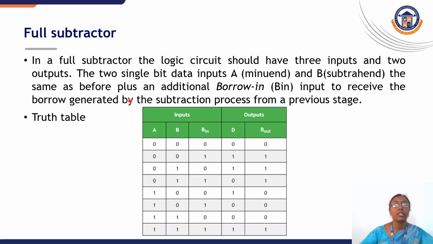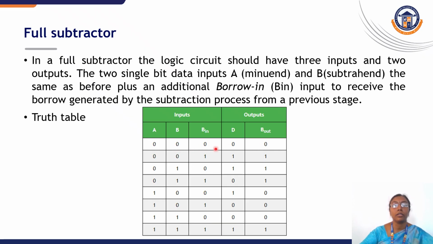Similarly, the full subtractor will have three inputs, A, B and Bn, and it will have two outputs, like the half subtractor: difference and borrow. We need to perform the subtraction bit by bit. 0 minus 0 is 0, and the result of these two bits will be further subtracted with B in, the borrow in.